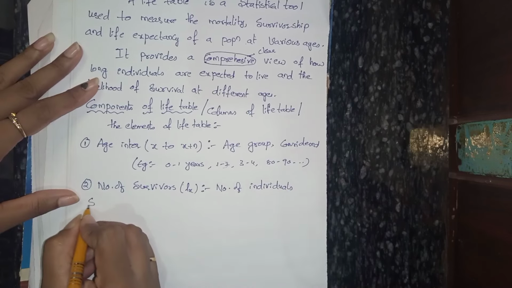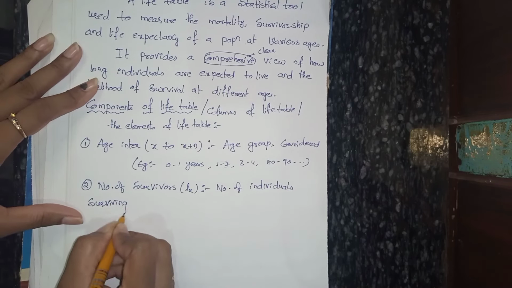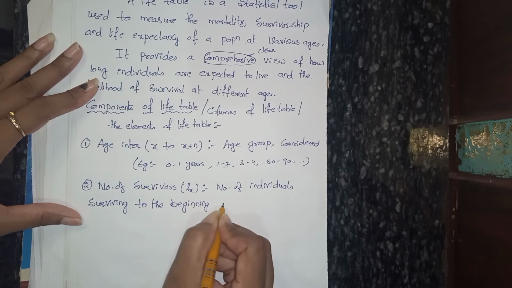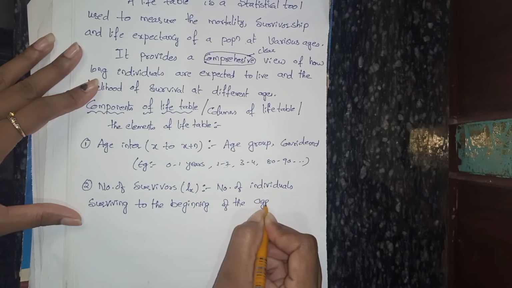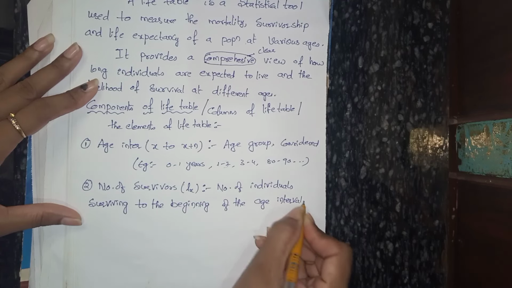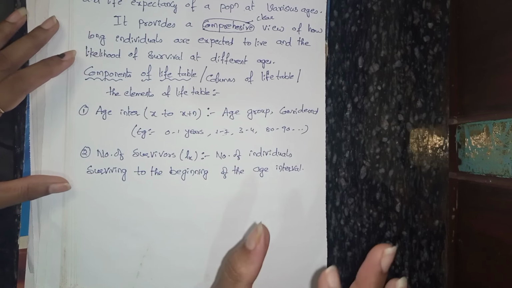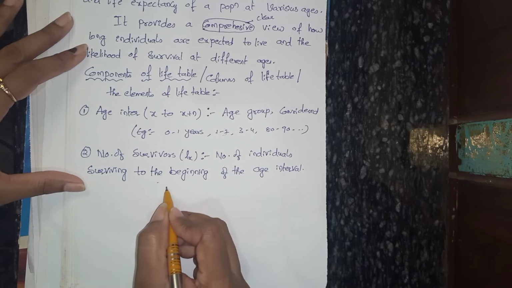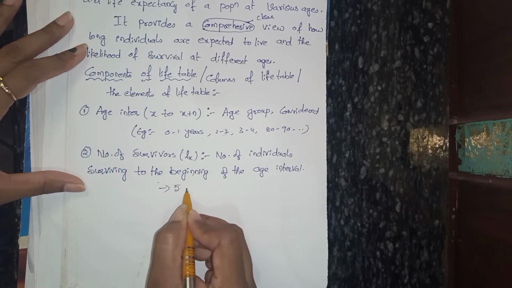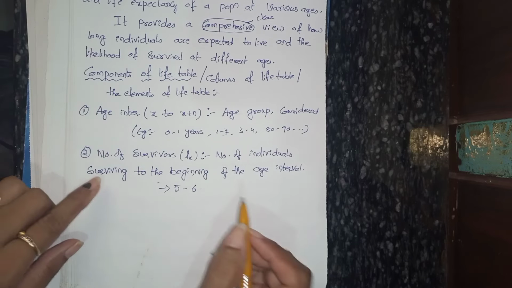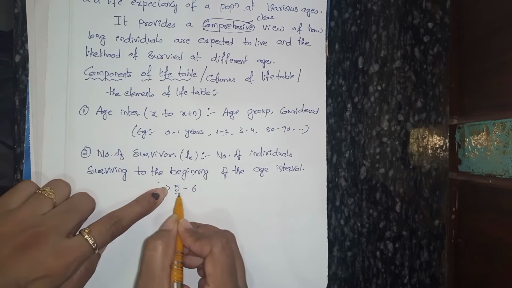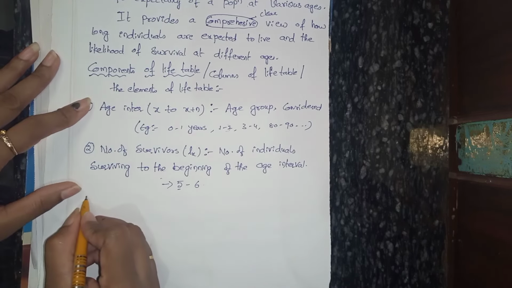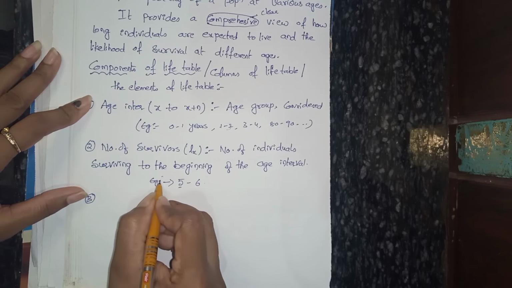Number of individuals surviving to the beginning of the age interval. For example, now I want to know about the children from 5 to 6 years. That means the children who are living from 5 to 6 years, we can calculate here. So surviving to the beginning of the age interval, beginning means 5 years. That is called number of survivors. This is the example I just told you.